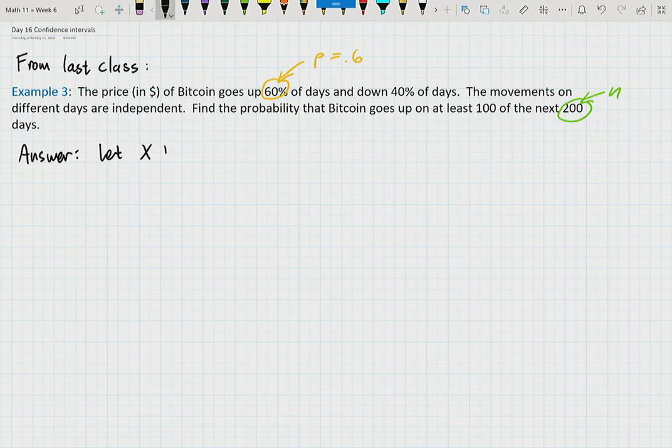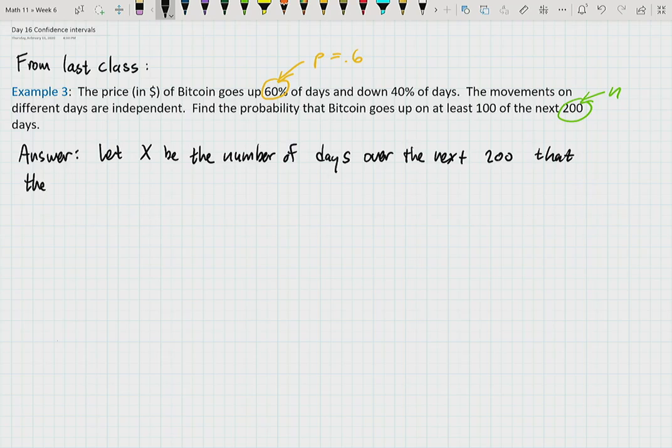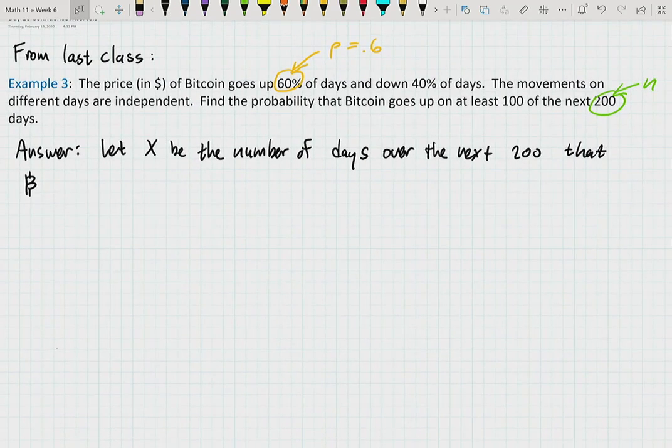If I let X be the number of days over the next 200 that, you know this symbol? Yeah, it's the Bitcoin symbol. I had to look that up. All right, so the number of days over the next 200 that Bitcoin goes up.